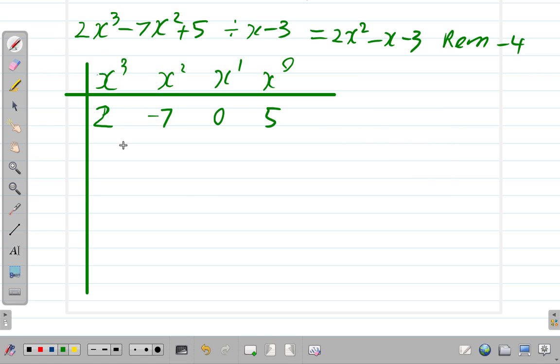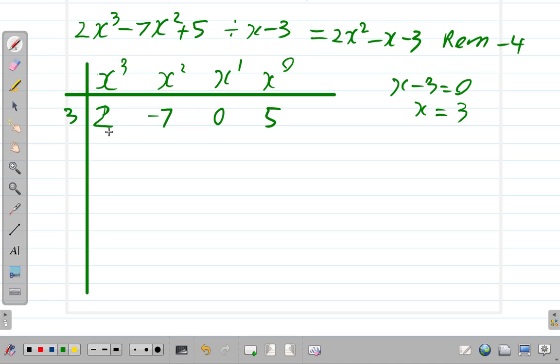Alright, synthetic division. Here, you have x minus 3 equals 0. If you equate the divisor to 0 and solve for x, you're going to get x is equal to 3. So you're going to be using 3 here.